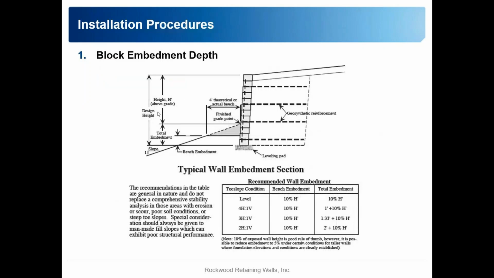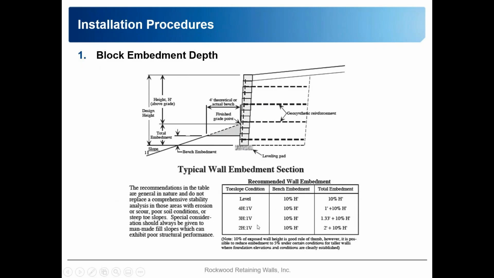Block embedment depth on a slope. So you mentioned numerous times that our minimum block embedment depth is going to be 6 inches. Well, block embedment depth is also a function of the wall height. Rule of thumb is 10%. So if you have a 10-foot high wall, you're going to want about 1 foot of block buried. And that's going to be in a level setting.